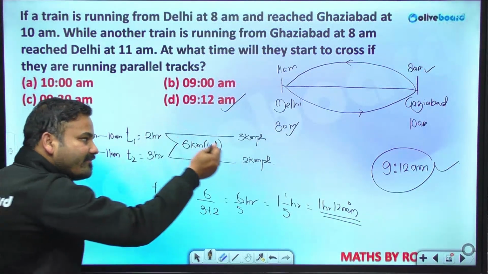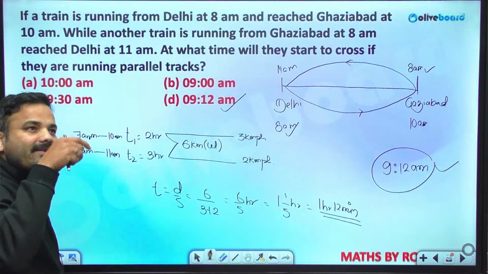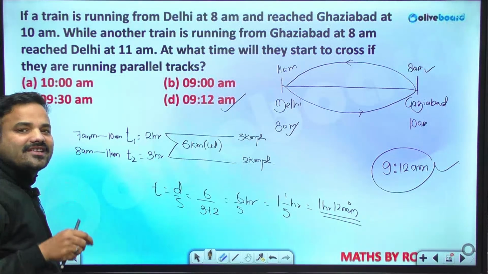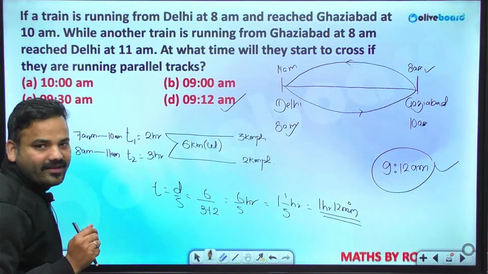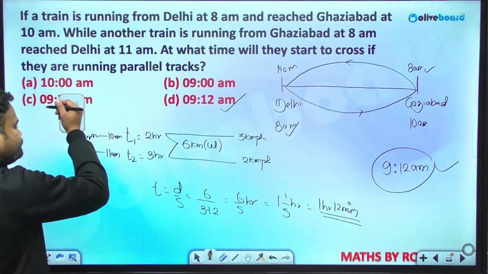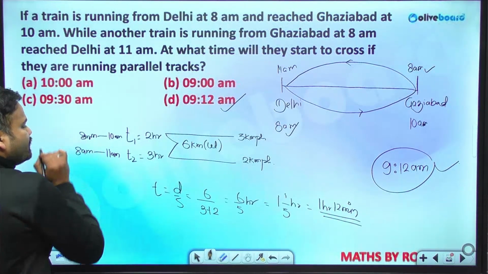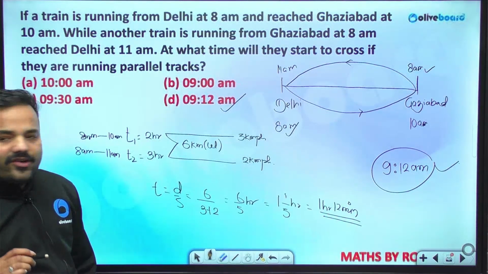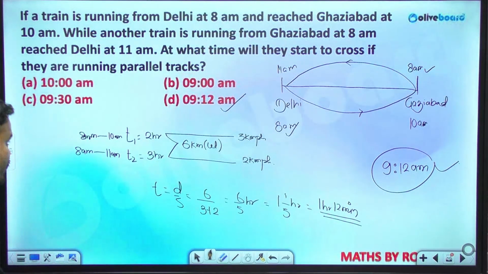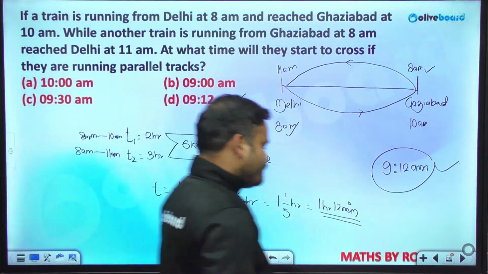So 3 by 5 will be the answer then. 3 by 5 into 60, that is just after 36 minutes they will meet. So 8:36 would have been the answer. But in this case, the initial time is the same, so 9:12 a.m. they will be meeting. So 9:12 is the answer. Very good. Next question.